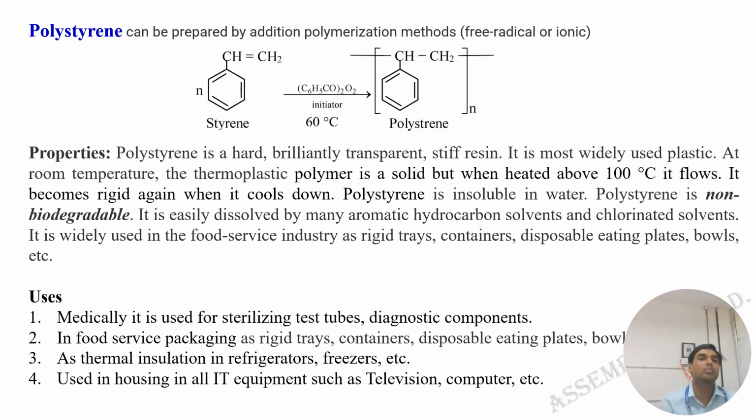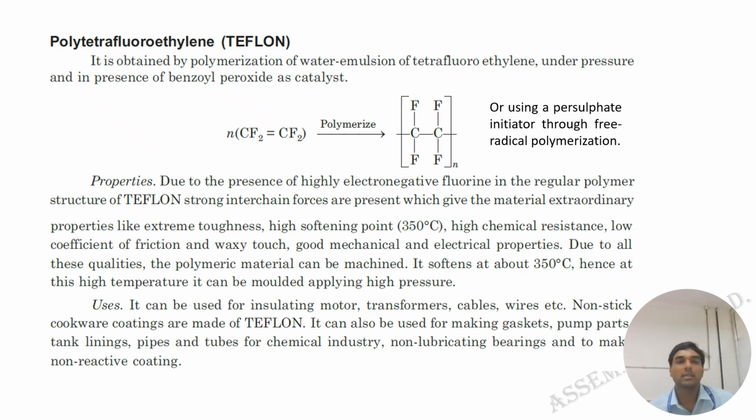Then we can talk about styrene to polystyrene using a peroxide linkage initiator. We can get the polystyrene. Polystyrene has a problem with biodegradability. In fact, it is highly used in food services. Medically, it is used for sterile test tubes, diagnostic components, and thermal insulation in refrigerator freezers. We can use it.